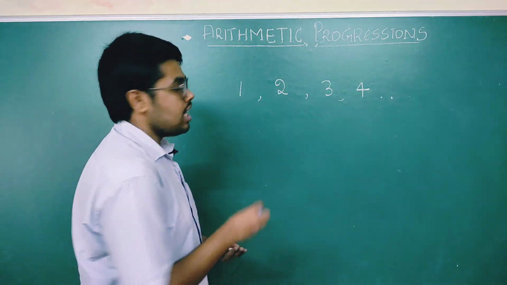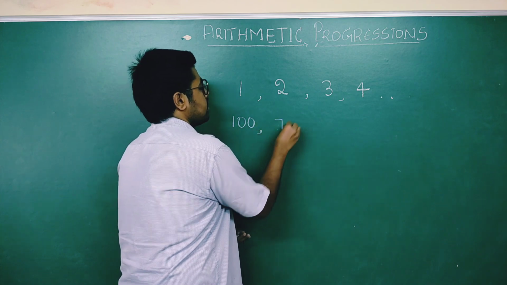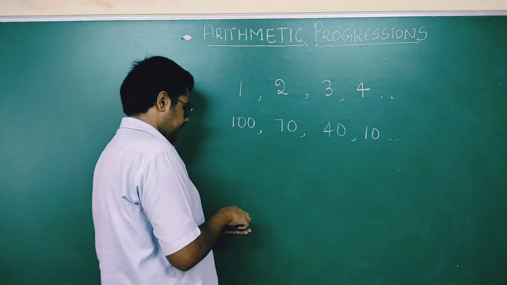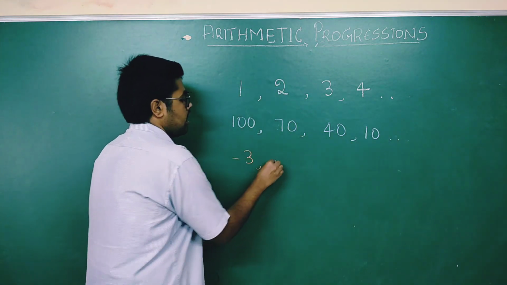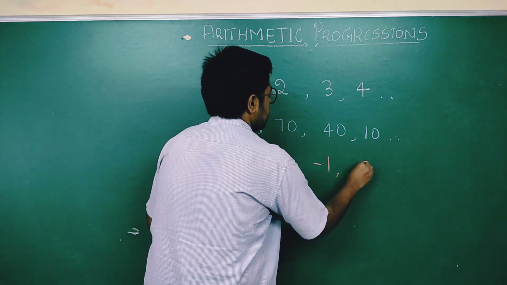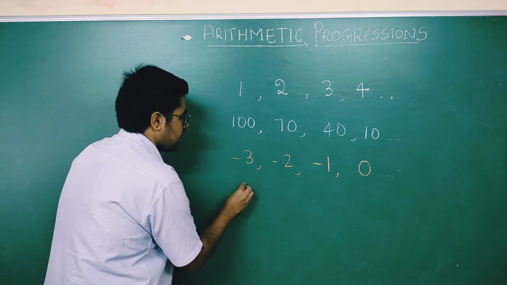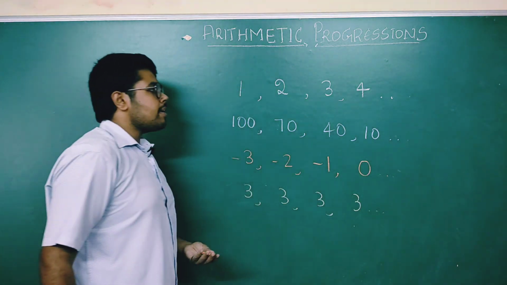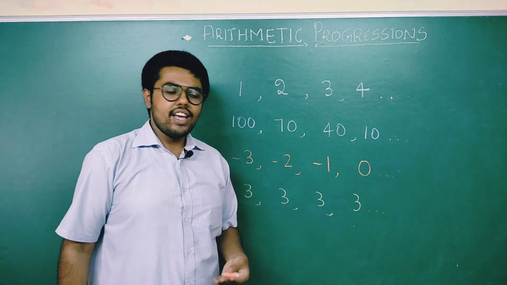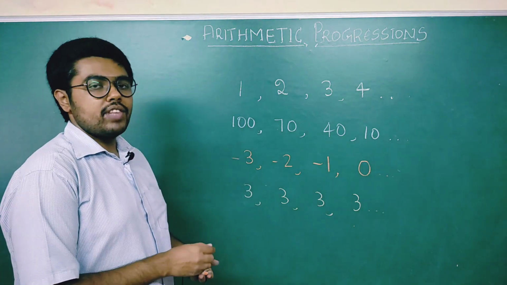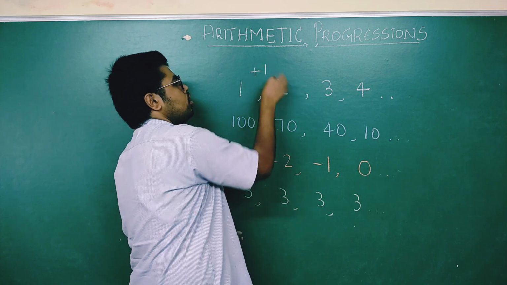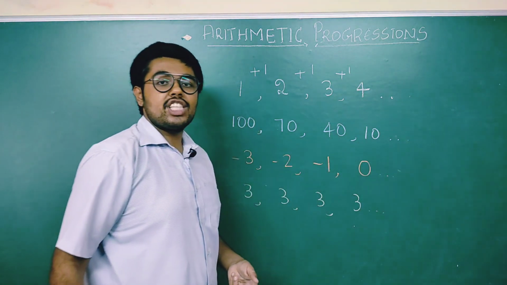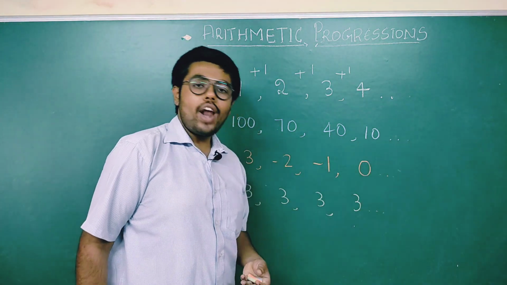One more example, I will take 100, 70, then 40, 10 and so on. One more such example I shall take: -3, -2, -1, 0 and so on. One more example I will take: 3, 3, 3. So let us see what is the pattern in these numbers, in this series. The first one, if you see in the series, there is a pattern. 1 plus 1 is 2, again 2 plus 1 is 3, again plus 1 is 4. So the next number you can easily predict is 5. Next it will be 6. It will go on like this, right?